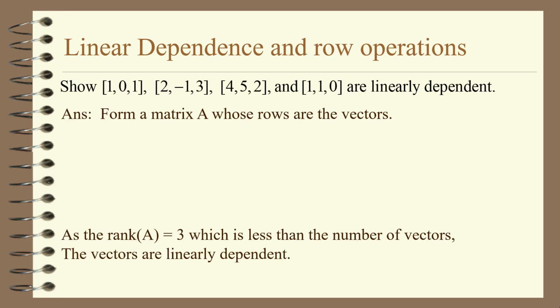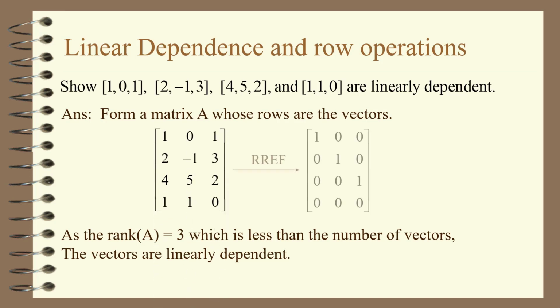So let's go ahead and use it. I'm going to show you that these particular vectors are linearly dependent. Just form a matrix with those vectors and row reduce it. Getting it to reduced row echelon form is fine, because the only thing I need is the rank. So the rank of this matrix is 3. The number of rows is 4. So therefore, instantly, the vectors are linearly dependent.